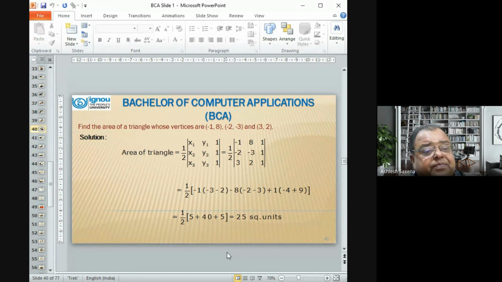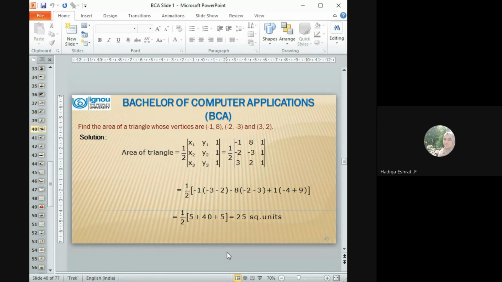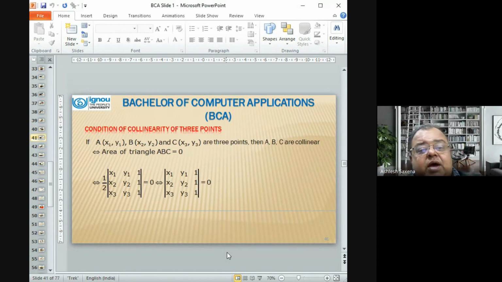Is that clear? Yes, that's clear. Now comes the condition of collinearity of 3 points. That is what I told you earlier. If the 3 points are collinear, that means they are on a straight line, then mathematically the area of the triangle so formed will be equal to 0. The matrix form you can see: 1 by 2 times the coordinates of the triangle. 1 by 2 will be removed, and you will be left with this.